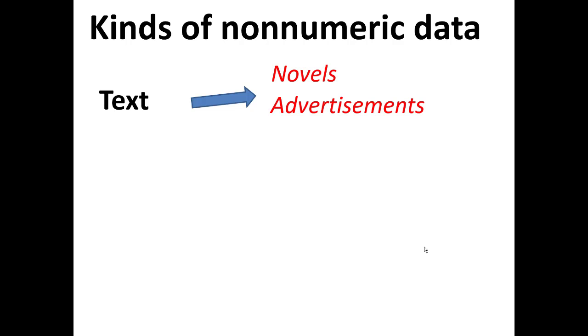You'll recall from last week's lecture that there are many kinds of non-numeric or non-quantitative data. So there is text, which could be anything from novels to advertisements to graffiti. If we think about text, text messages are an example of text. Email is an example of text, right? So anything that is the written word.